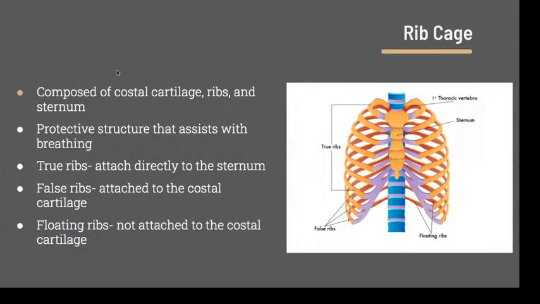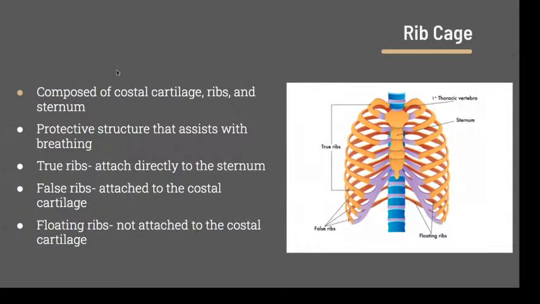So the rib cage, or thorax. The thorax is composed of costal cartilage, ribs, and sternum. It is a protective structure that also assists with breathing. And the ribs are large arches of bone that articulate with the thoracic vertebrae and sternum.